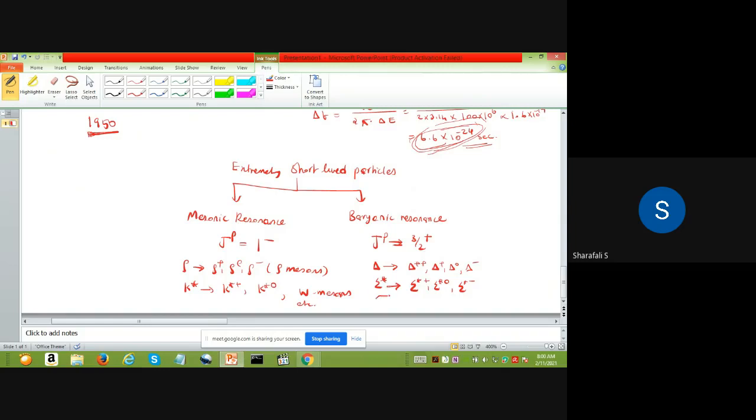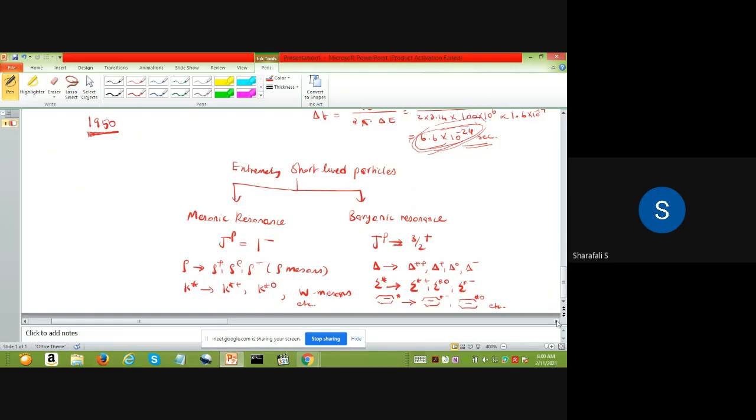And then similarly, we have cascade resonance particles, cascade star, which in this group has cascade star minus and cascade star 0. So these two are in this group, and there are many. We can have a number of different resonance particles, and we are not going to list all of them, but these are some examples of this type of resonance particles, or extremely short-lived particles.